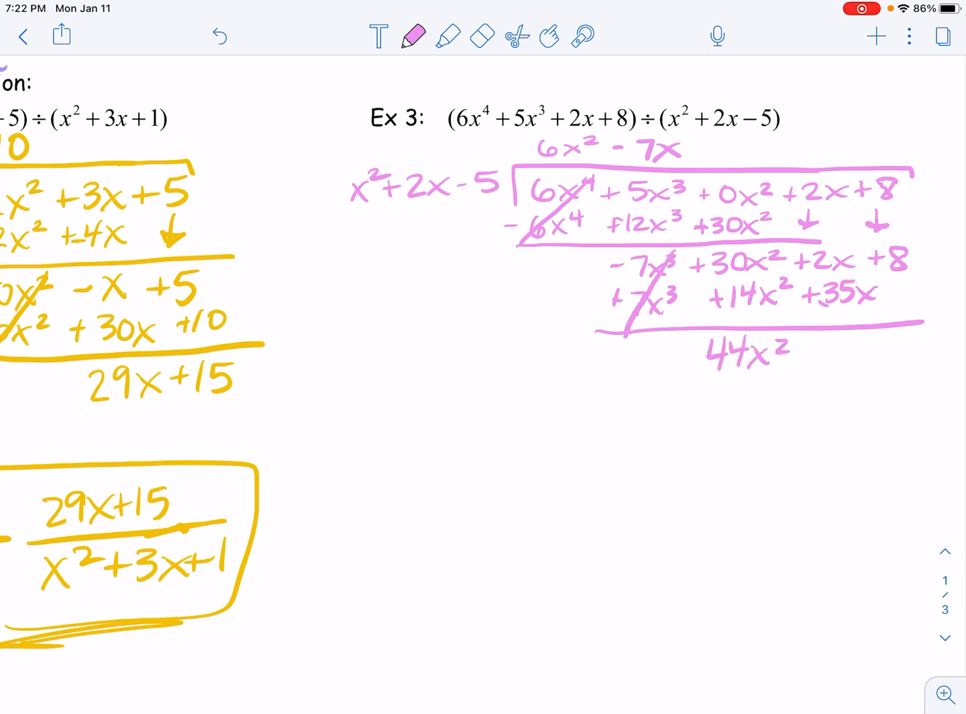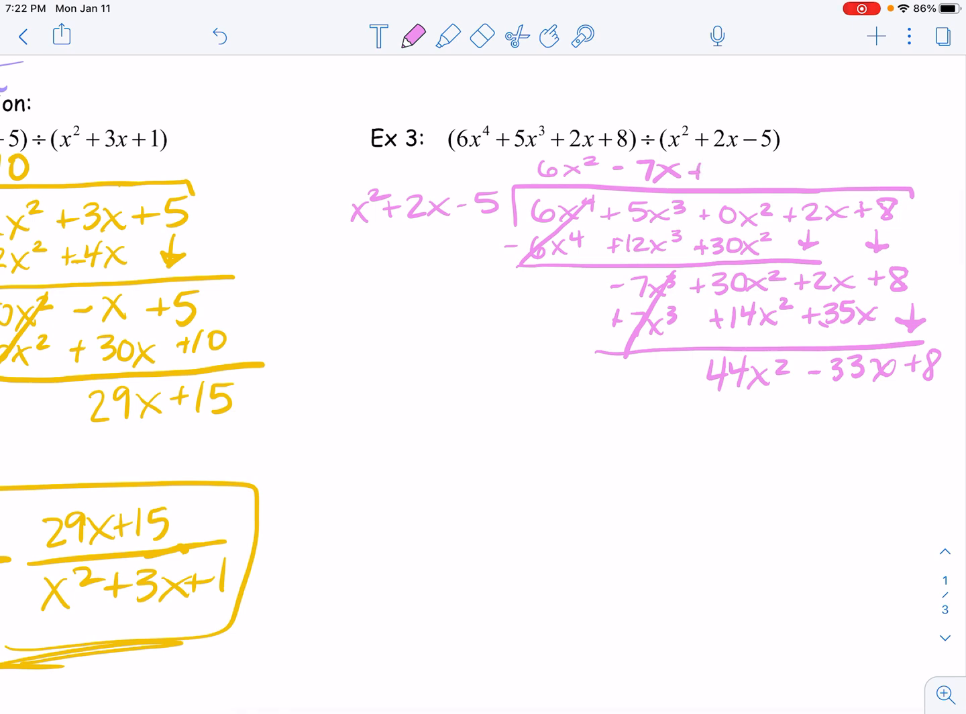44x squared, that is now a negative 33x. Drop down the 8. Try it one more time. How many times does x squared go into 44x squared? Well, 44 times. 44 times x squared is 44x squared. 44 times 2x is a positive 88x. 44 times negative 5 is a negative 220.